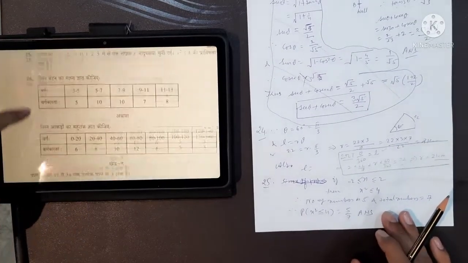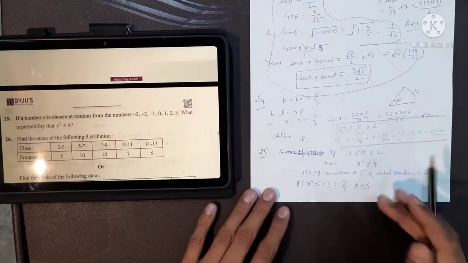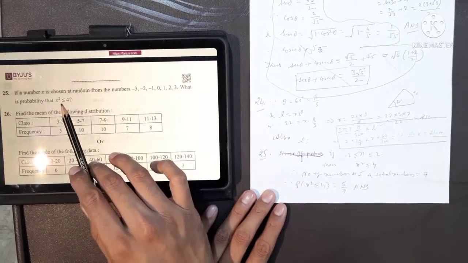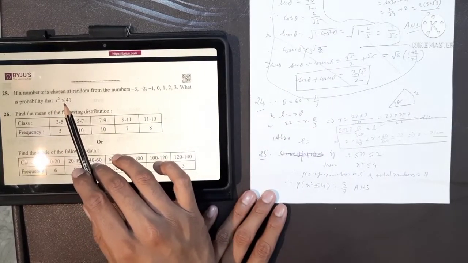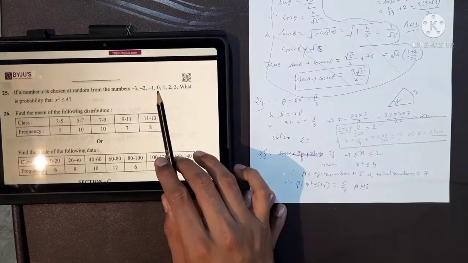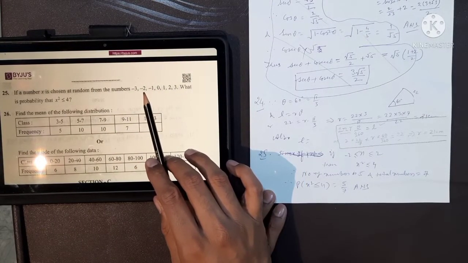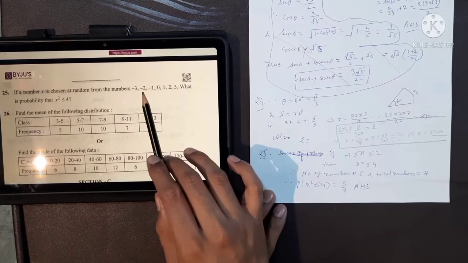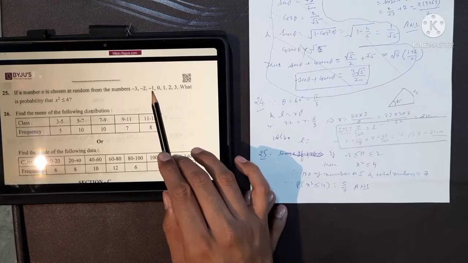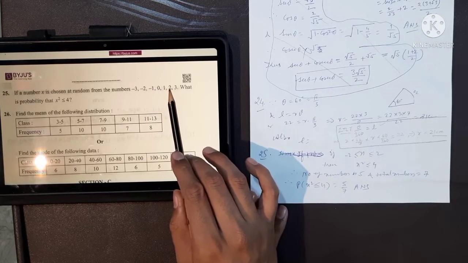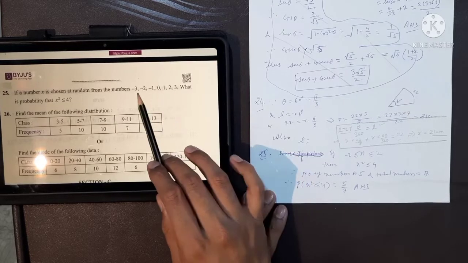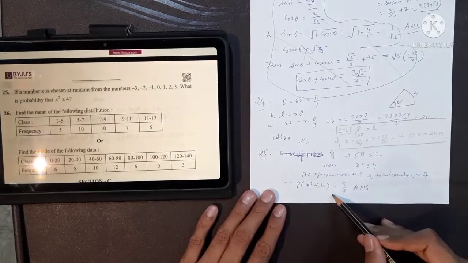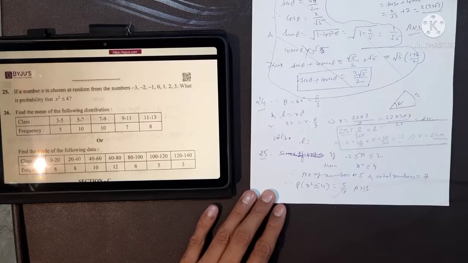We move on to question number 25. In this we have to find the probability that x square is less than or equal to 4. For this, if we do the square of number -2 we get +4, and also +2 will give +4. Therefore the possible outcomes are -2, -1, 0, 1, 2, which are 5 in number, and the total number of possibilities are 7. So 5 upon 7 is the probability.